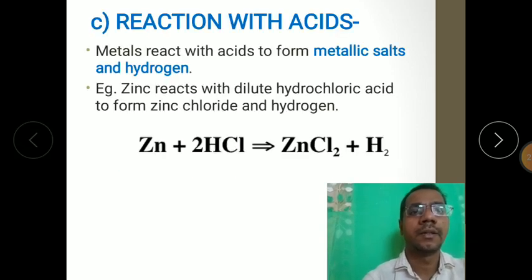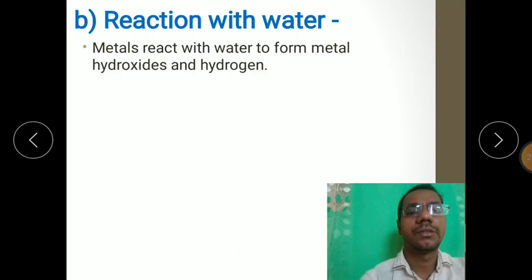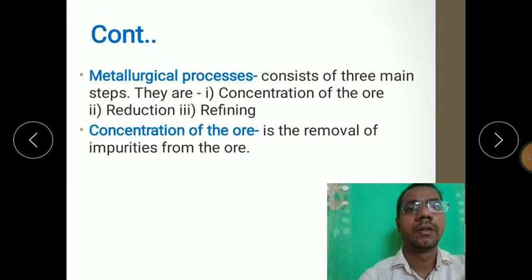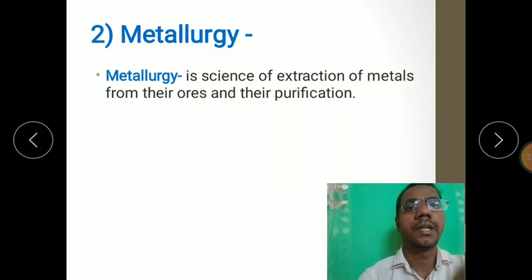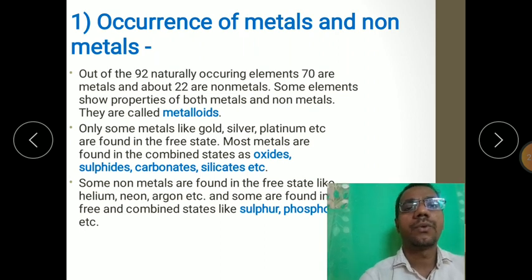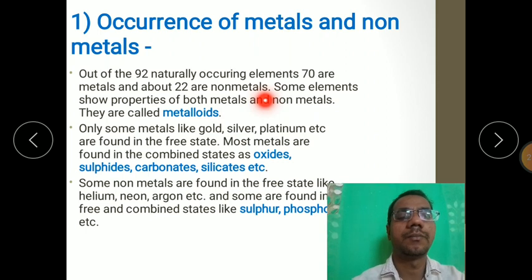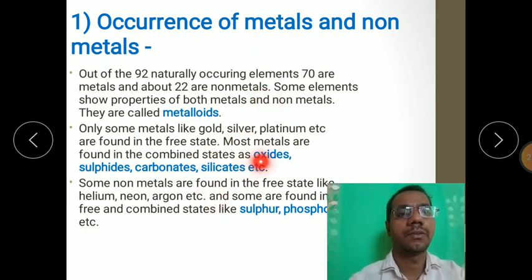Again we will revise what exactly we learned in today's lecture. You can check, you can revise. So we have a total of 92 naturally occurring elements, among them 70 are metals, 22 are non-metals, a few are metalloids. Few metals are present in a free state, few are present in a combined state. Same with the non-metals, they are either in the free state or in the combined state.